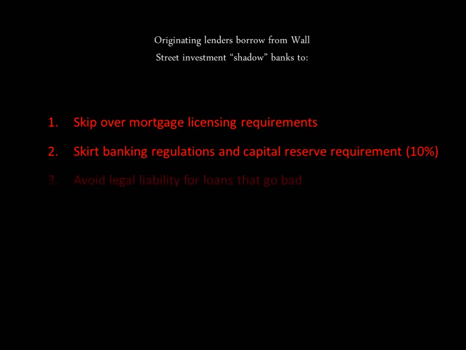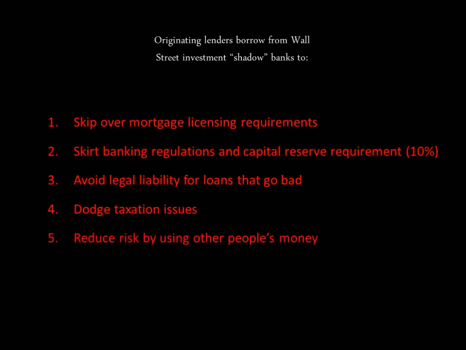They also use table funding to avoid legal liability, which allows lenders to make predatory loans with not a care in the world for the Main Street investors they sell their loans to or the borrowers who eventually succumb to foreclosure as a result of borrowing on bad terms. They also use it to dodge taxation issues by passing tax consequences on to investors. And of course, they use none of their own money.